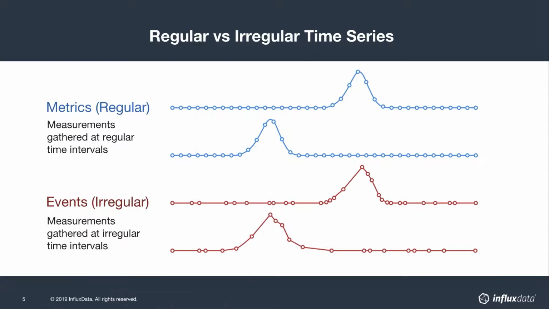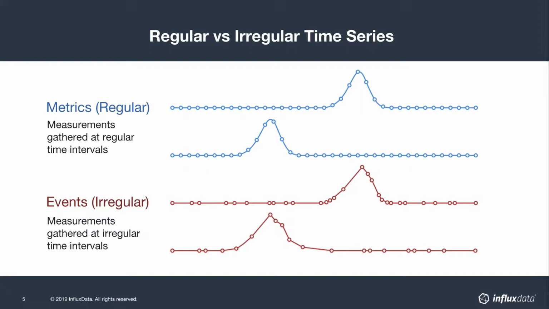So let's talk a little bit about what time series data is and what the differences are between two types of time series. You have regular versus irregular time series data. Timestamp data can include data that is generated at regular intervals, which we're referring to as metrics, meaning the data is routinely collected as a sample or a snapshot at a given time interval. You also have irregular time series data, and we're referring to those as events. Those are measurements that are gathered at irregular time intervals.